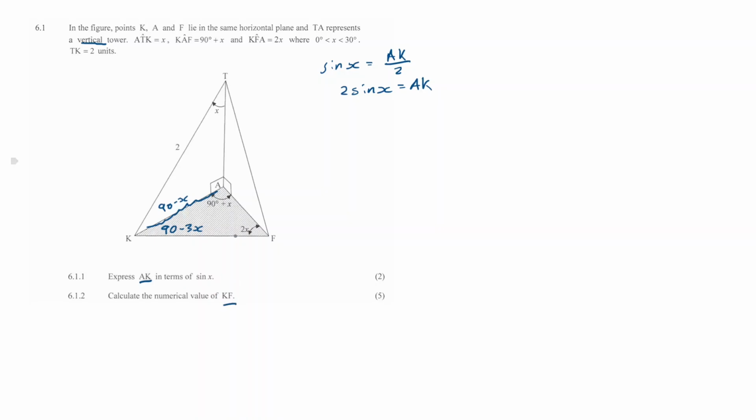Next question, work out KF. So KF, and there's its opposite angle, and I've just worked out AK and its opposite angle, so I'm going to do sine rule. I like to put what I want on top to make life easier, so that side over sine (90 plus X) equals AK, the side that I just worked out, over sine 2X.